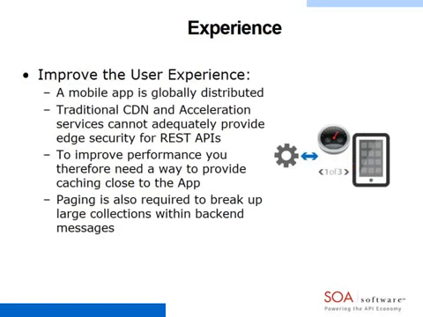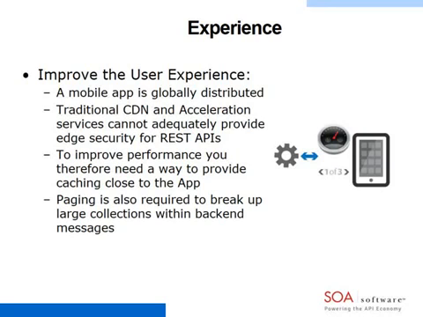So let's look a little bit at user experience and the kinds of capabilities that you need to improve that user experience. If you think about mobile apps today, they're generally globally distributed. And one of the things that I've found is that traditional CDN and acceleration services can't really adequately provide edge security and edge caching for REST APIs. It tends to be at the wrong level of granularity.